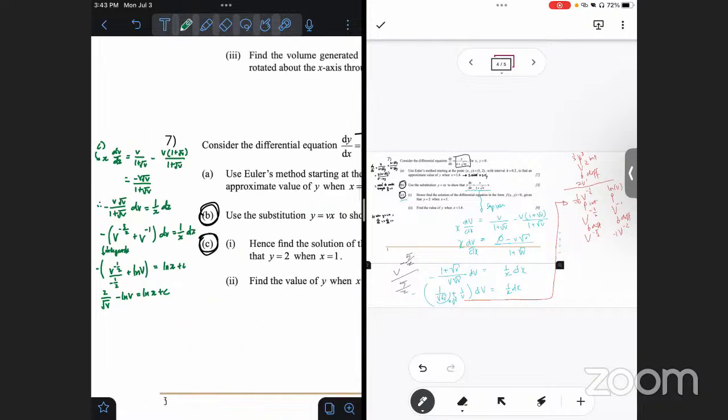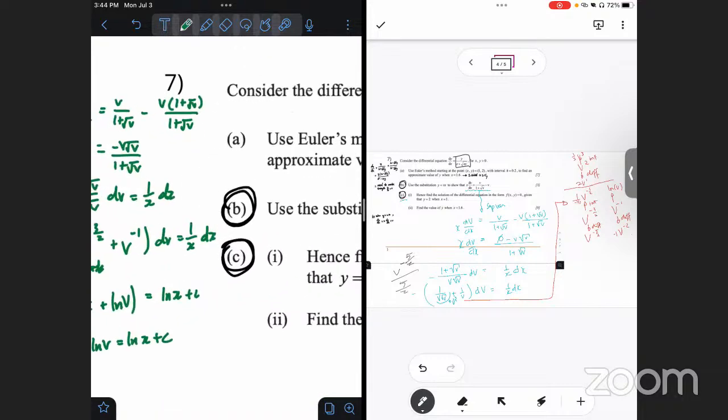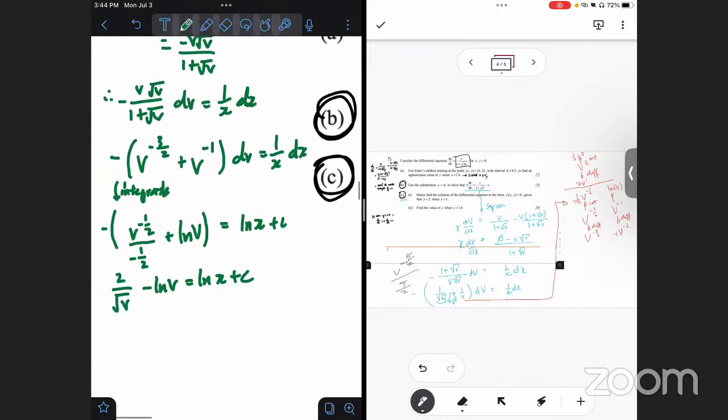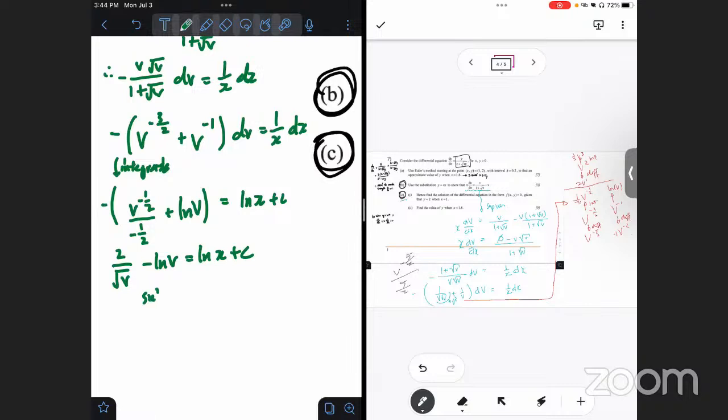And currently your situation is you already integrated. It's just that it's not in the form that they want. They want it in the form of x, y, not in v. So we just have to unsubstitute. Right? Subbing back v equals y over x, right? Okay.